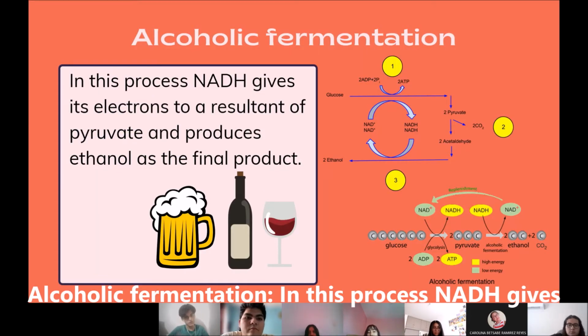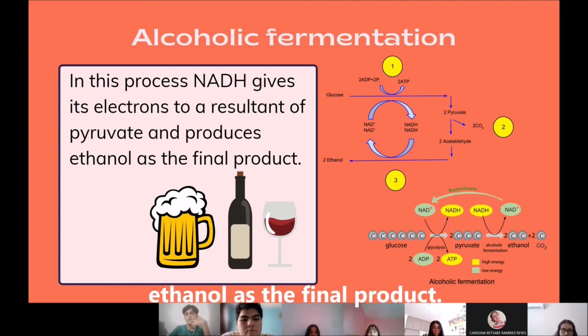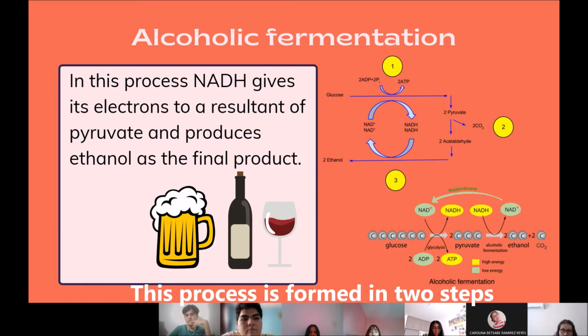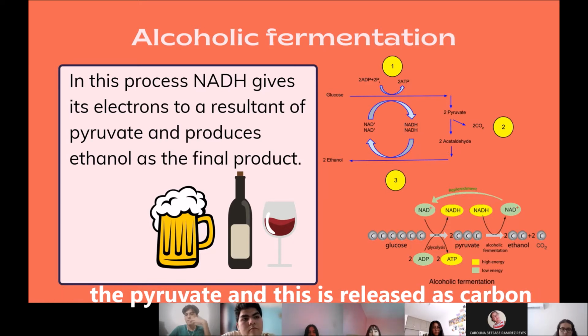Alcoholic fermentation. In this process, NADH gives its electrons to a derivative of pyruvate and produces ethanol as a final product. This process is performed in two steps. In the first step, a carboxyl group is removed from the pyruvate and this is released as carbon dioxide.